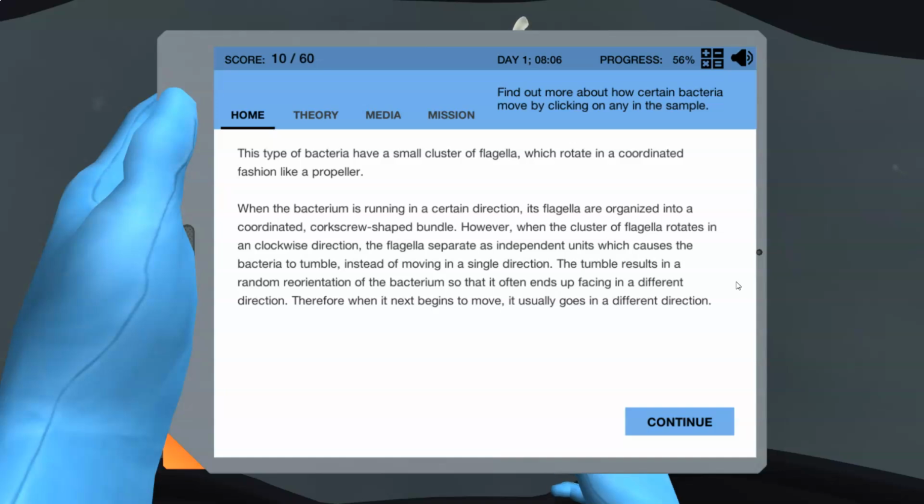The tumble results in a random reorientation of the bacterium so that it often ends up facing in a different direction. Therefore, when it next begins to move, it usually goes in a different direction.